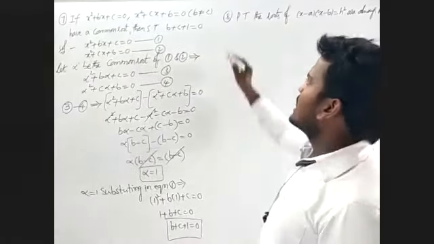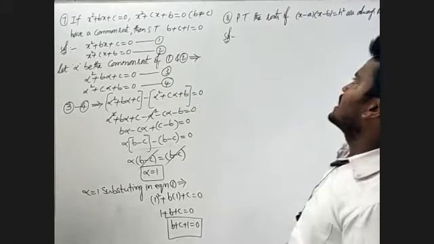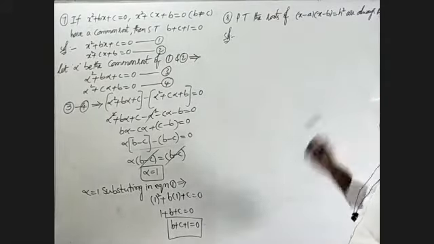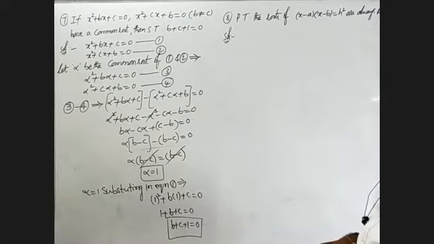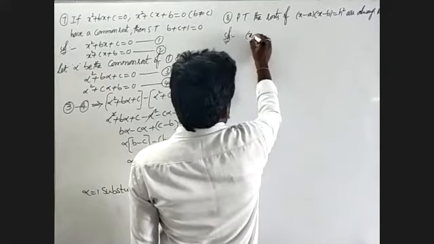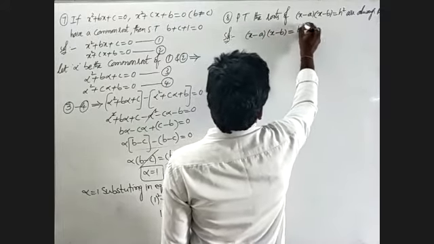Okay, later. Now I am going to the 8th one. What I am asking here: prove that the roots of x minus a into x minus b is equal to h square are always real. First, we will write the given condition: x minus a into x minus b is equal to h square.